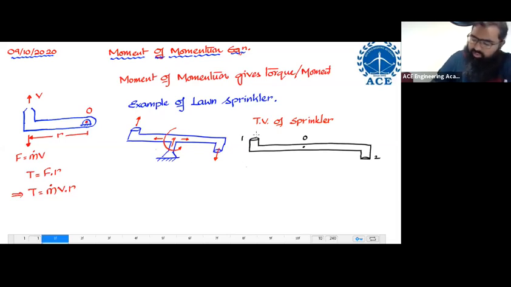From this nozzle 1, the fluid is going to come out with certain velocity. Let us say that velocity is V1. From nozzle 2, the fluid is going to come out with certain velocity. Let us say that velocity over here is V2. This V1 and V2 are velocities of fluid from nozzle.